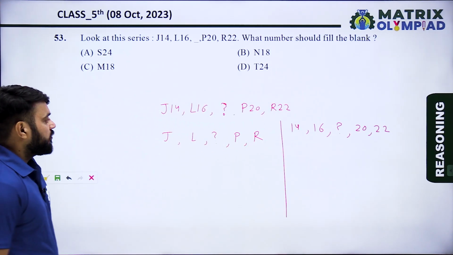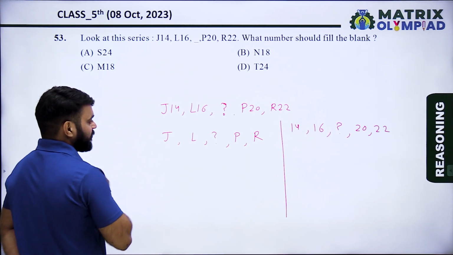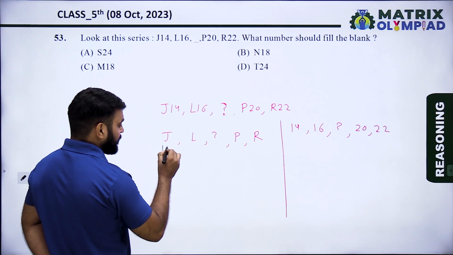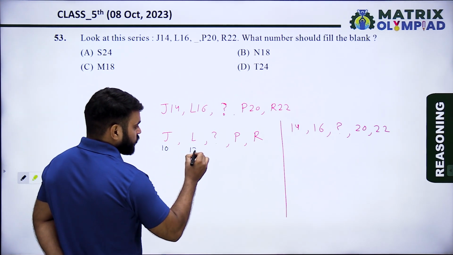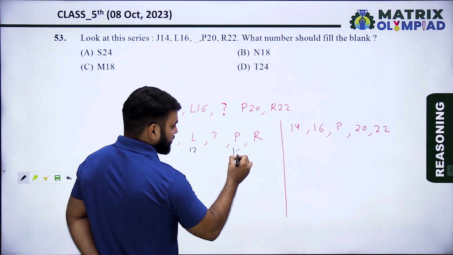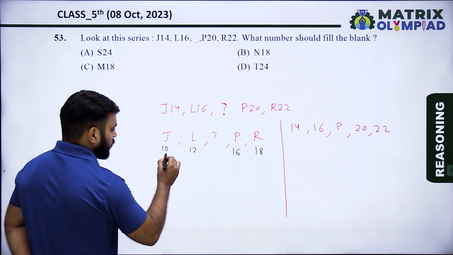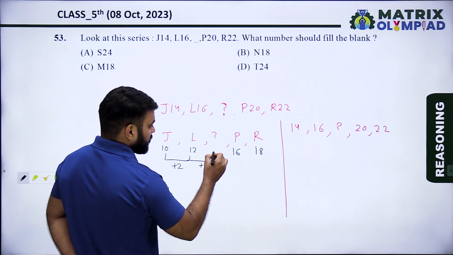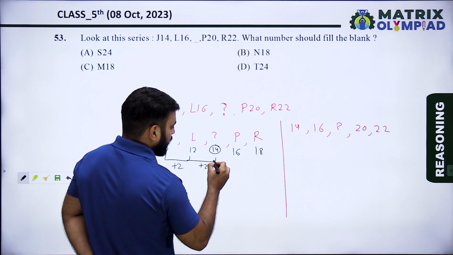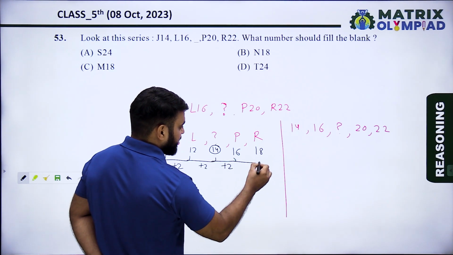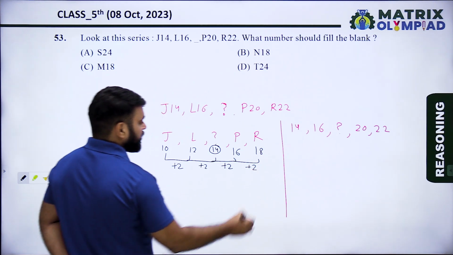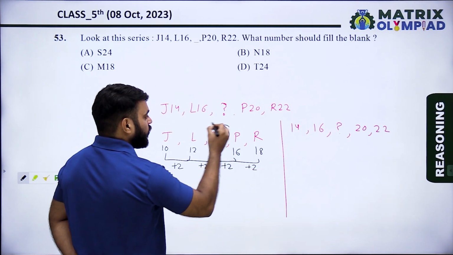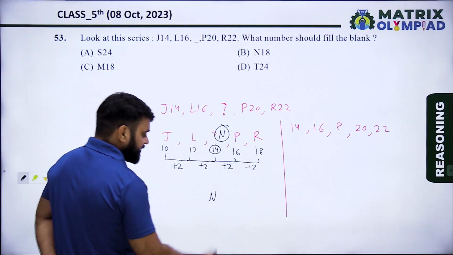Now find the pattern between the alphabet. J means the position of J in the English alphabet is 10, L is 12, P is 16, R is 18. So plus 2. Plus 2 means 14, plus 2 means 16, plus 2 means 18. 14 means N. So the missing alphabet is N.